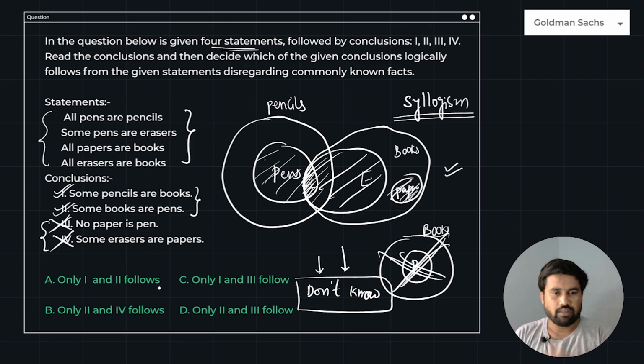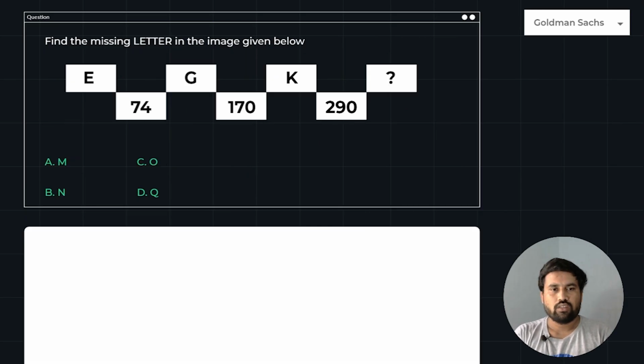So option A is correct. 1 and 2 follow. Okay. So option A is correct. 1 and 2 follow. So just look into the next question. Try to pause the video and solve it on your own first, and we will look into the explanation part.